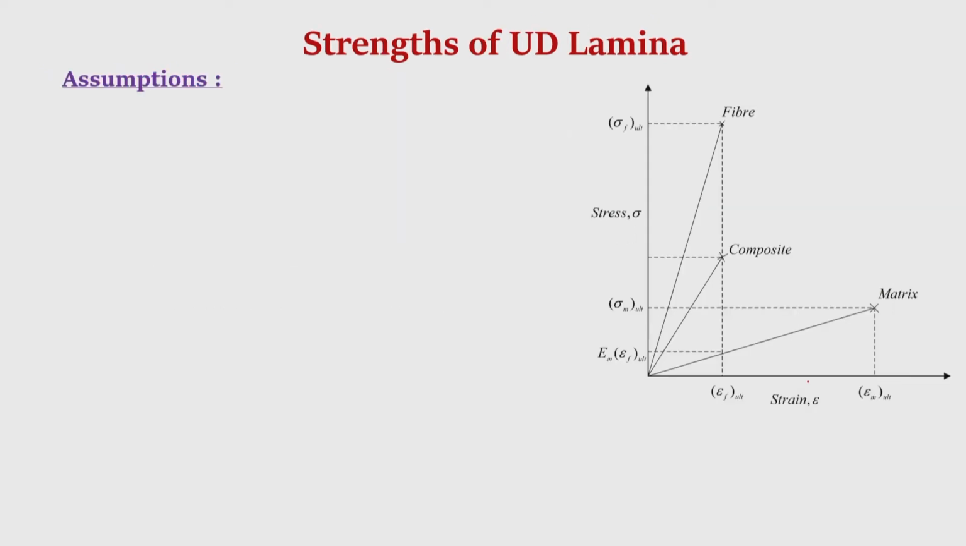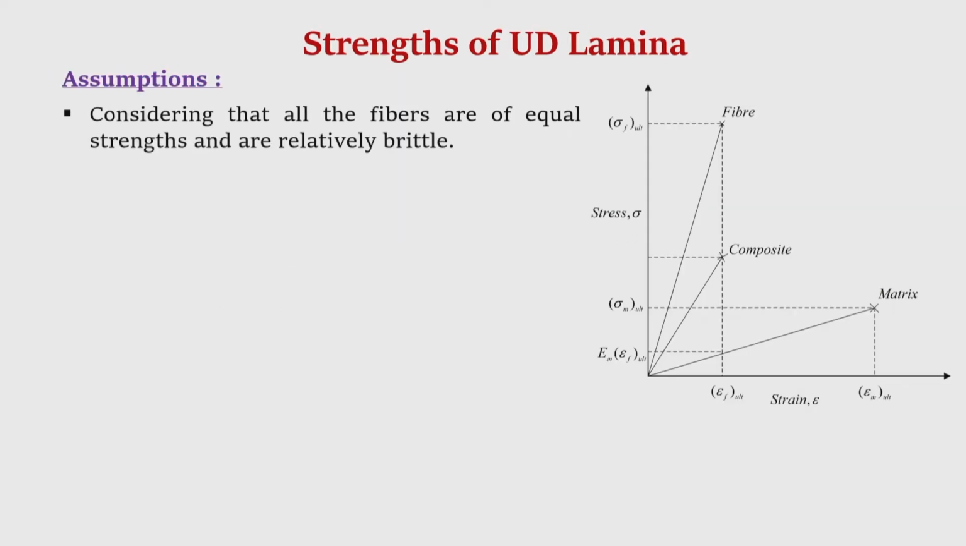Okay. Now, to determine the strength of a composite in terms of the strength of the fiber and the matrix, we assume that all the fibers are of equal strength and are relatively brittle. That is true also. Fibers actually show very little plastic deformation if we load a fiber till its failure. So, we assume that the fibers are of equal strength.